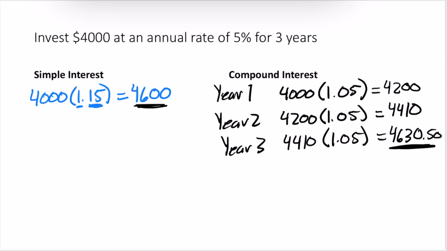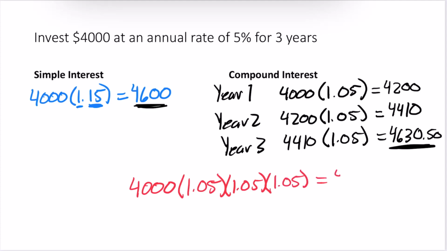And there's an easier way to calculate this so you don't have to write out all of the years. Because essentially what we did was we took our initial investment of $4,000 and then we multiplied by 105% to figure out how much we would have at the end of the first year. Then we took that amount and multiplied by 105% to get the amount after the second year. And then we multiplied by 105% again to get our final amount of $4,630.50. And if you look at this, you'll notice that we're basically repeatedly multiplying by the 105%.